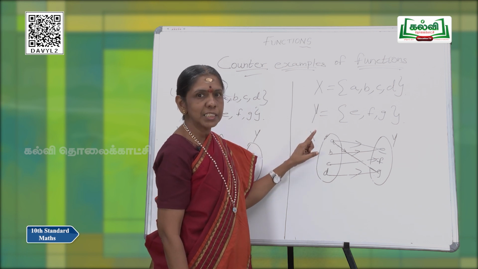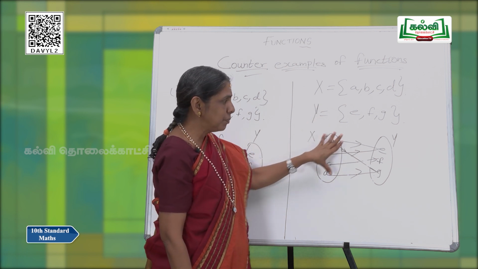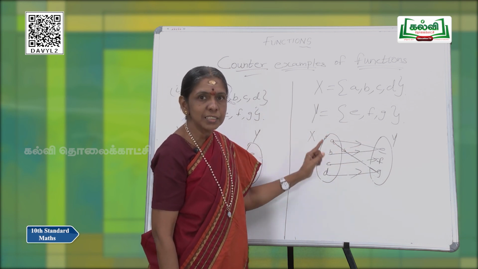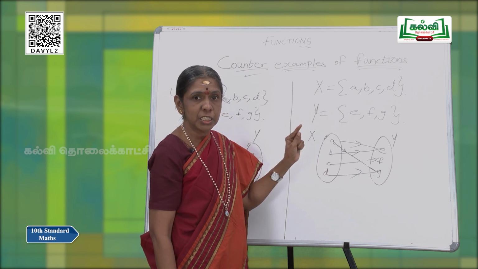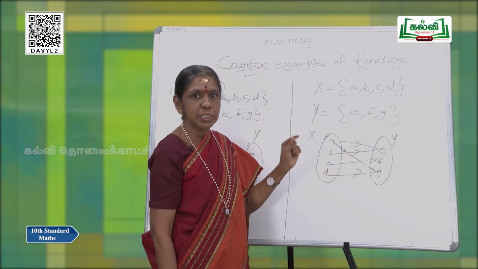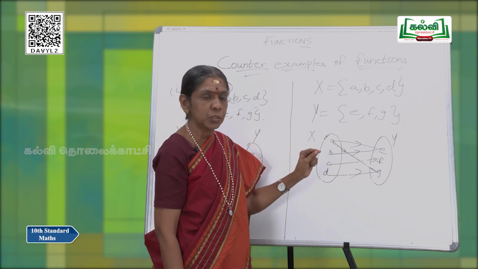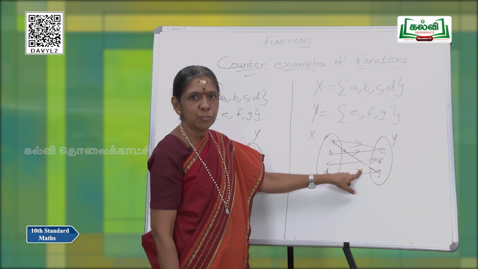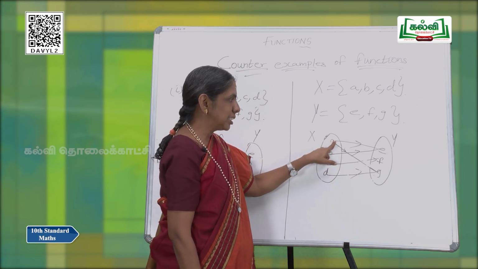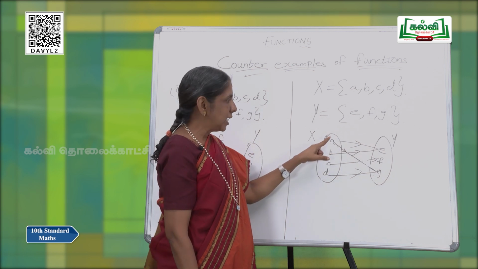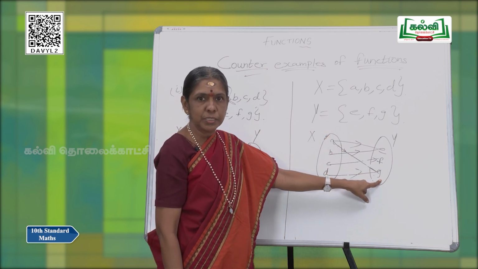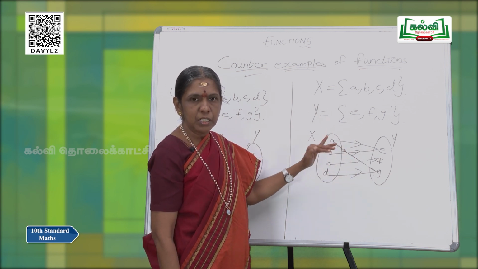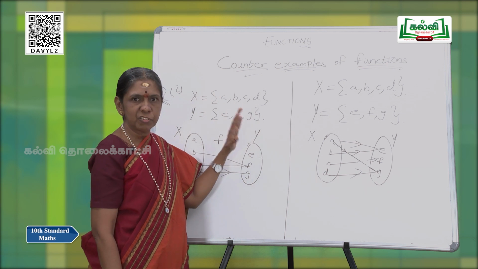Observe carefully and say whether you can call it a function. No, only the first condition is satisfied, that is every element is connected to Y, but it is not connected in a unique way. What is the definition of the function? Every element of X must be connected to Y in a unique way. Unique way is not satisfied. Therefore, this is not a function because a is connected to element e as well as a is connected to element g. Therefore, we say this f is not a function.